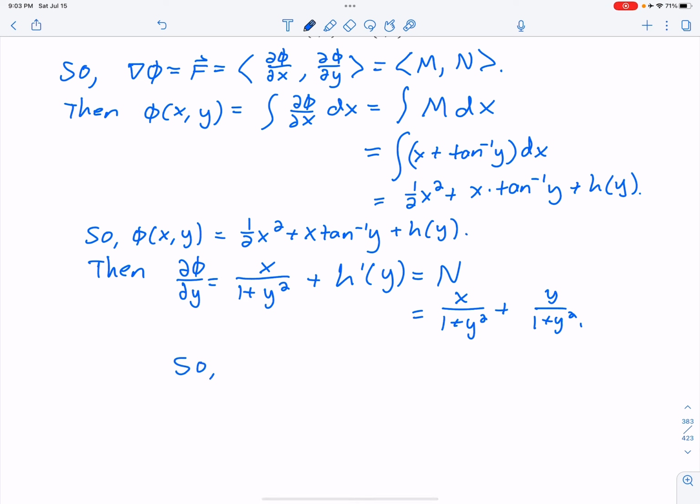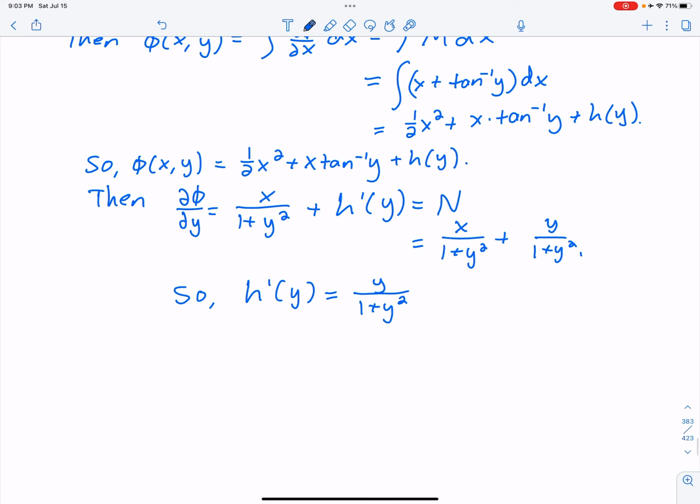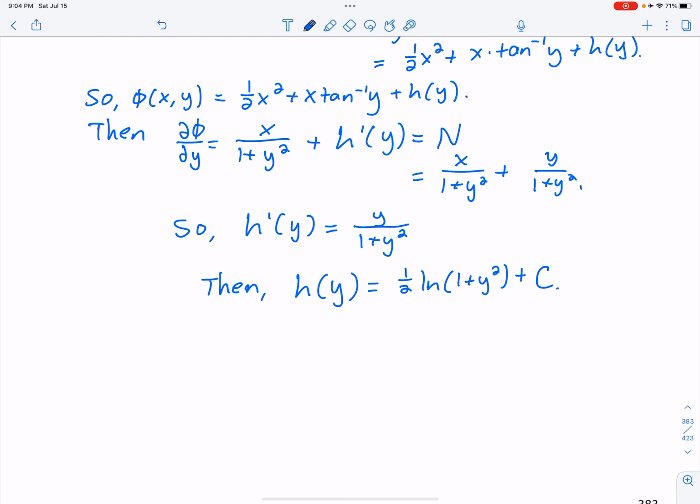So we know h prime of y, because that x over 1 plus y squared is gone, is just equal to y over 1 plus y squared. To keep things short, this is just a u sub. So I'm just going to do the u sub for us. You can stop and work it out if you like. It's just an integral. With the u sub of our denominator, we end up with 1/2 ln of 1 plus y squared plus c. Just to keep videos short, I know there's quite a bit. We're getting towards the end of our course. We have that.